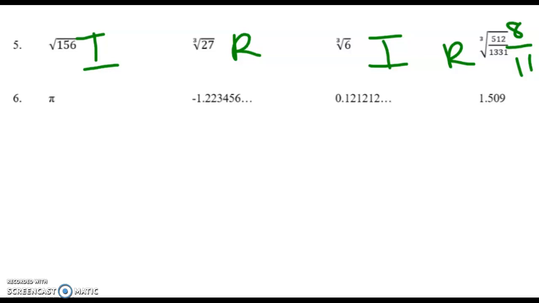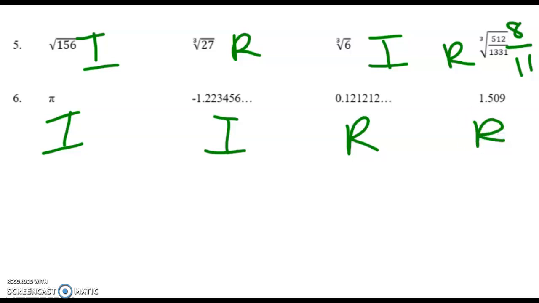Pi. Pi was one of those numbers that I said doesn't repeat, so that's going to be an irrational number. Negative 1.22345, it's not repeating. It has that dot, dot, dot at the end. You're right, it's irrational. 1, 2, 1, 2, 1, 2. That one repeats, so that one is going to be something we can work with. That's going to be rational. And then 1.509. It doesn't have the dot, dot, dot at the end, which means it's going to be something I can work with.